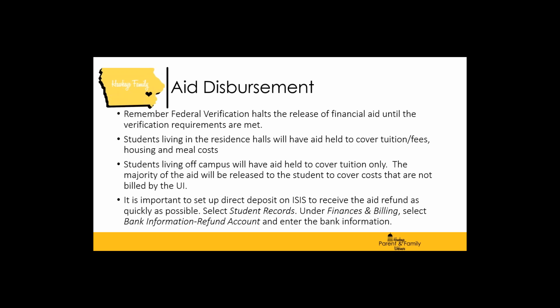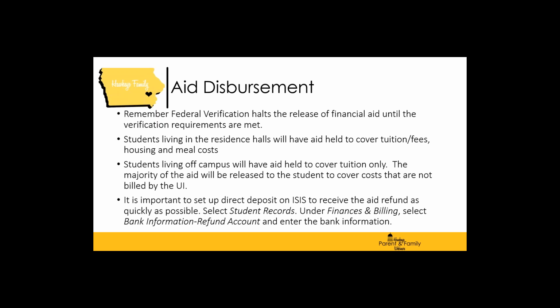When we go to disperse the financial aid, we're first going to make sure that the university bill is paid off. So for students living in the residence halls, we're going to hold out enough financial aid to cover their tuition, fees, housing, and meals. For students who are living off campus, we're going to only hold out enough financial aid to cover their tuition. The majority of the costs for students who are off campus may be those off-campus living expenses, so we need to make sure that they have the money to pay those.